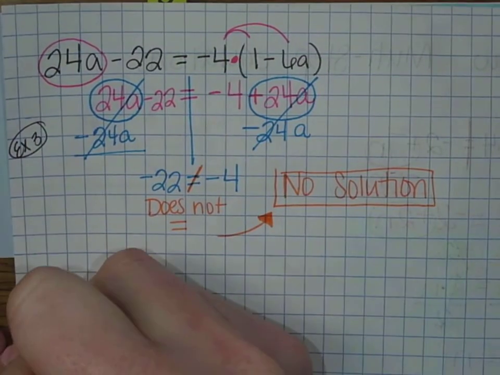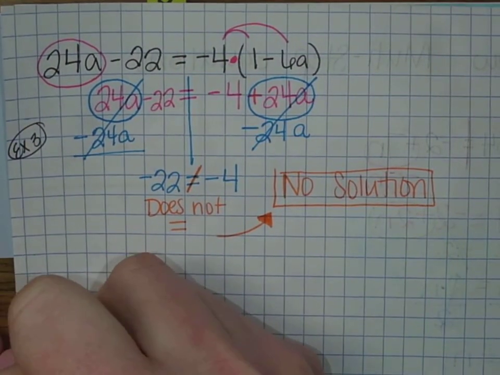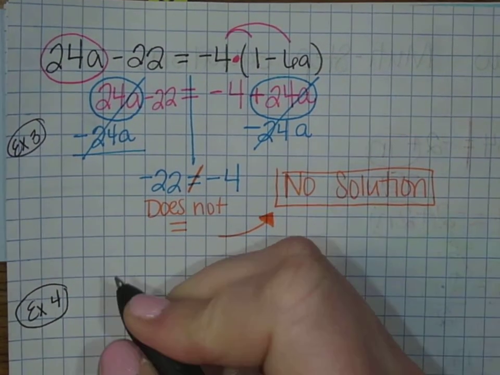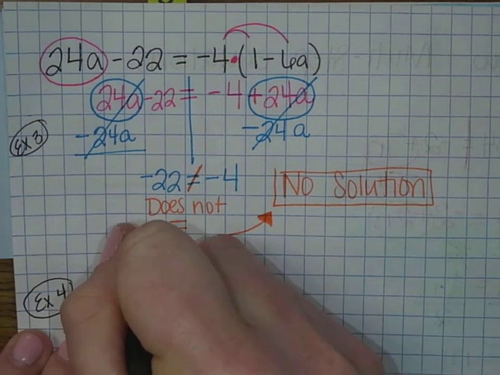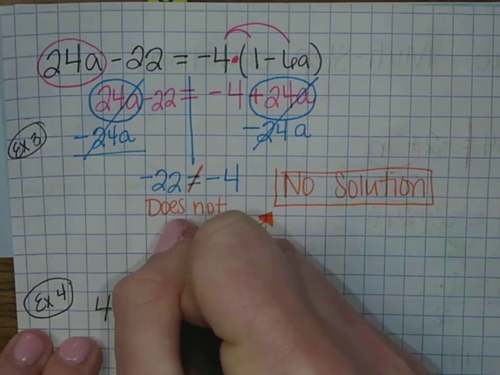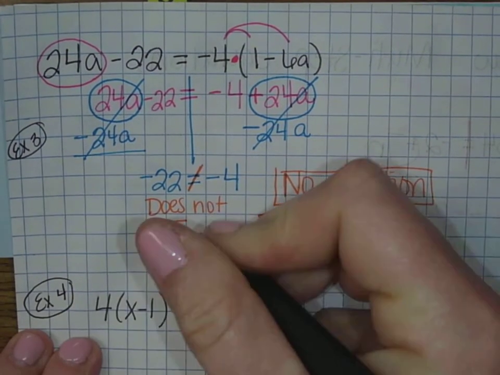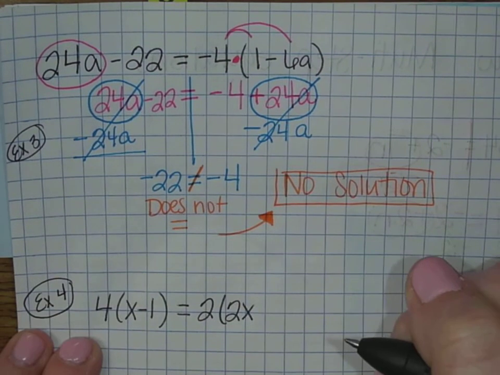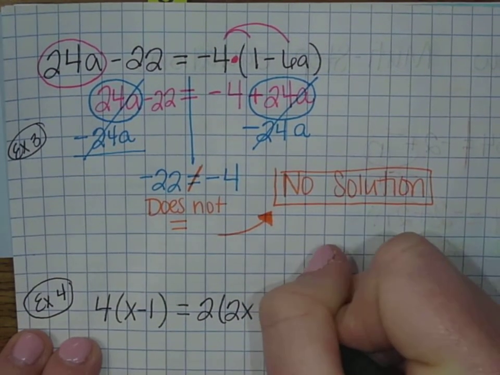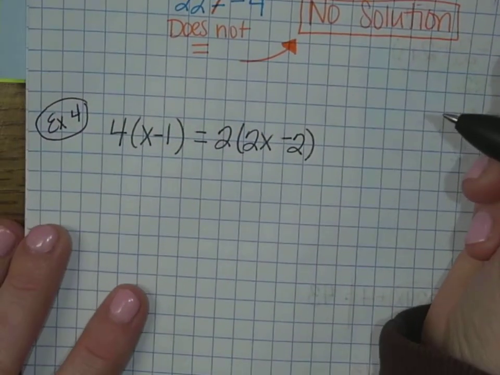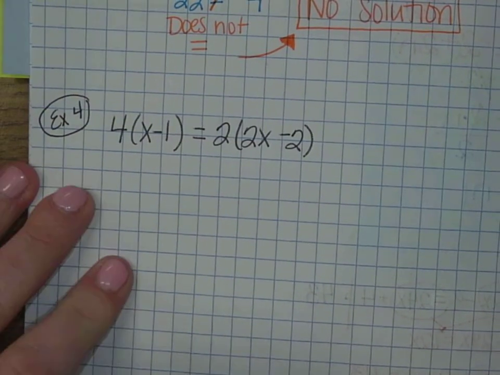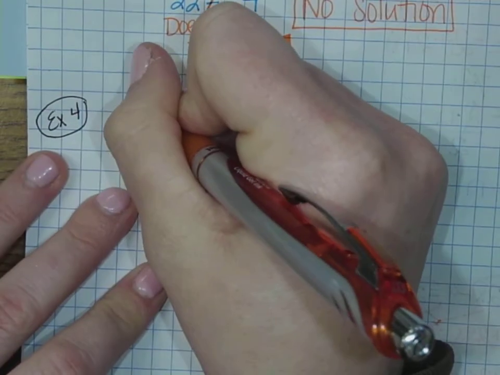Okay, last example. So if we have 4 parentheses x minus 1, close parentheses, equals 2 parentheses 2x minus 2. Okay, let's go ahead and first thing you're going to have to do is distribute.